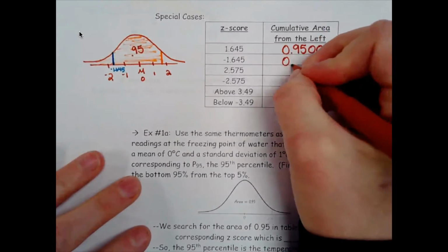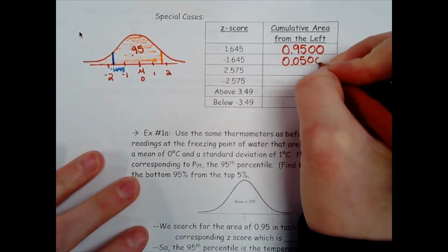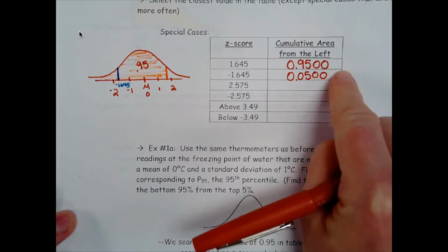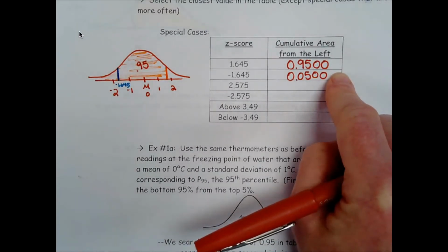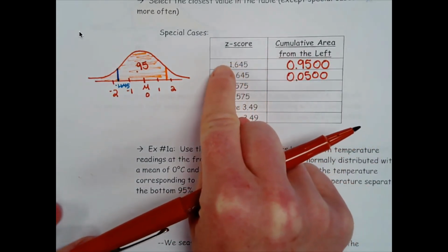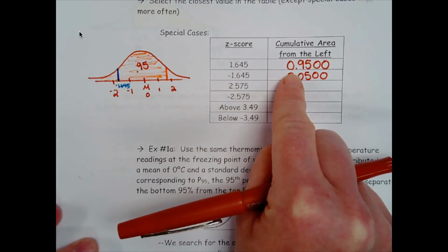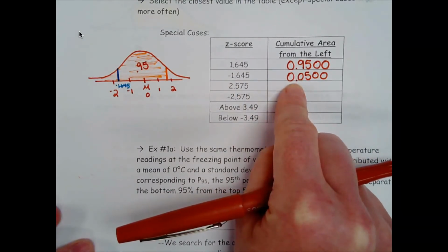So this is 0.0500. These are complements. Y'all remember that word complement? You do one minus the other. If you have the positive of the same number and the negative, they're complements of each other on the area, so they add up to equal 1.